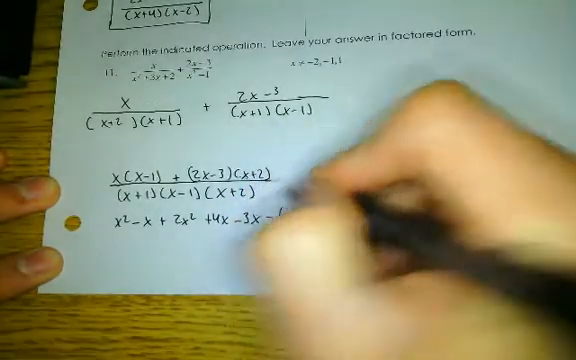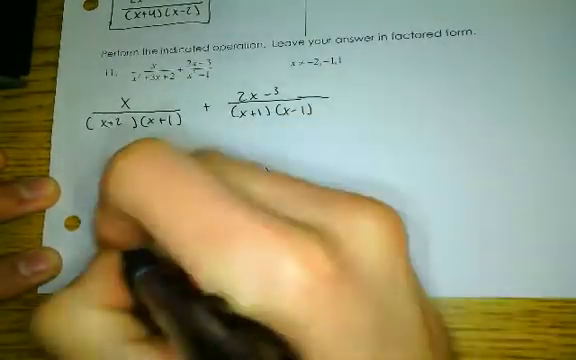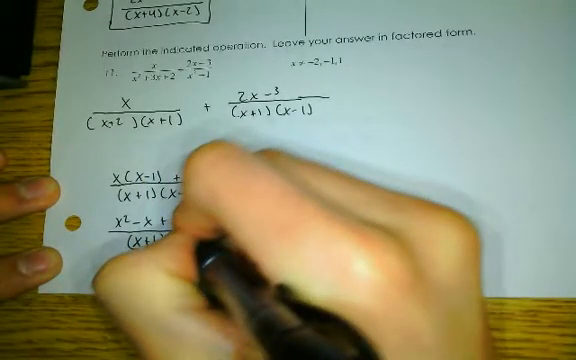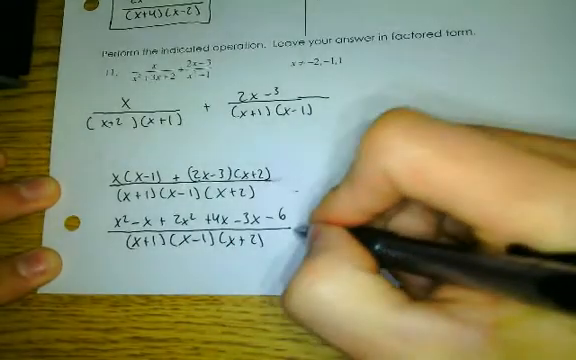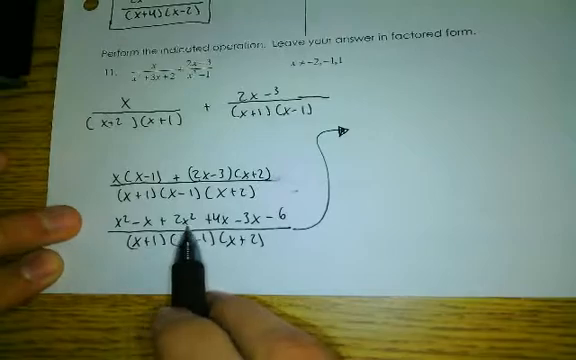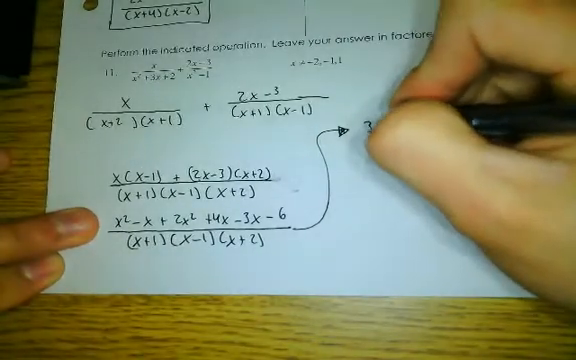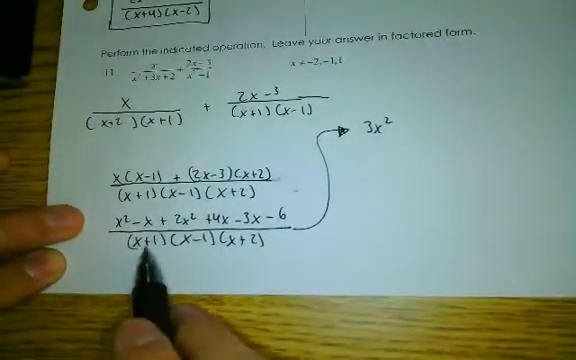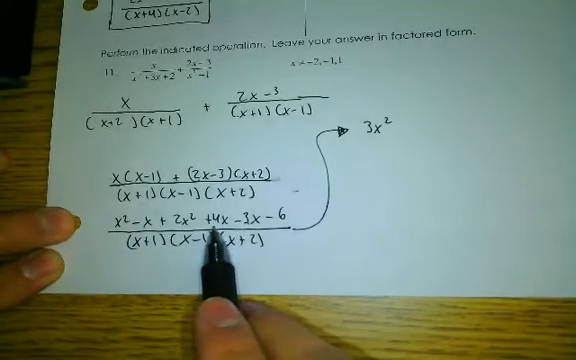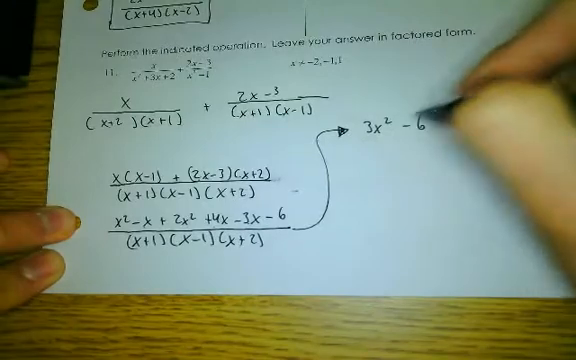Going to come up here. Combine like terms: 2x squared and x squared, that's 3x squared. Negative x, negative 3x plus 4x, that cancels out, so that's minus 6, over x plus 1, x minus 1, x plus 2.